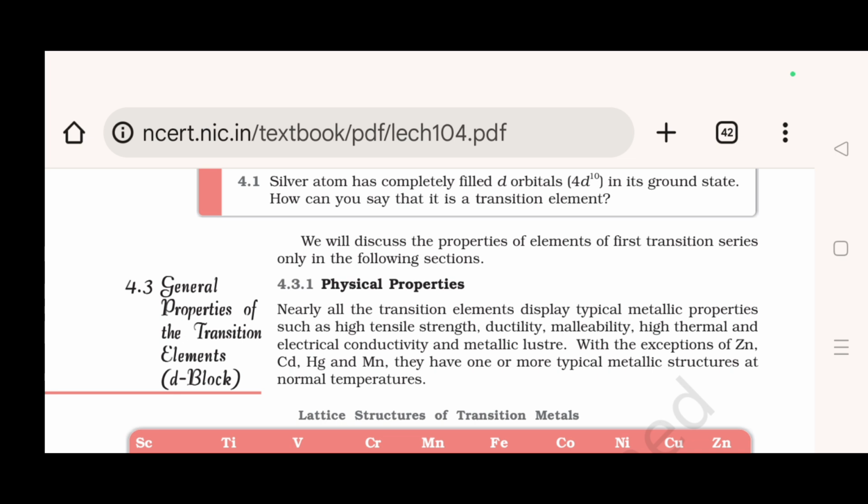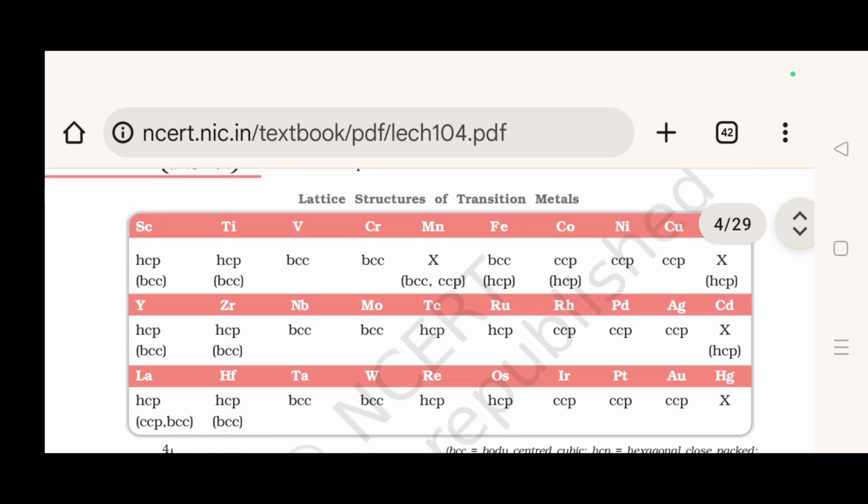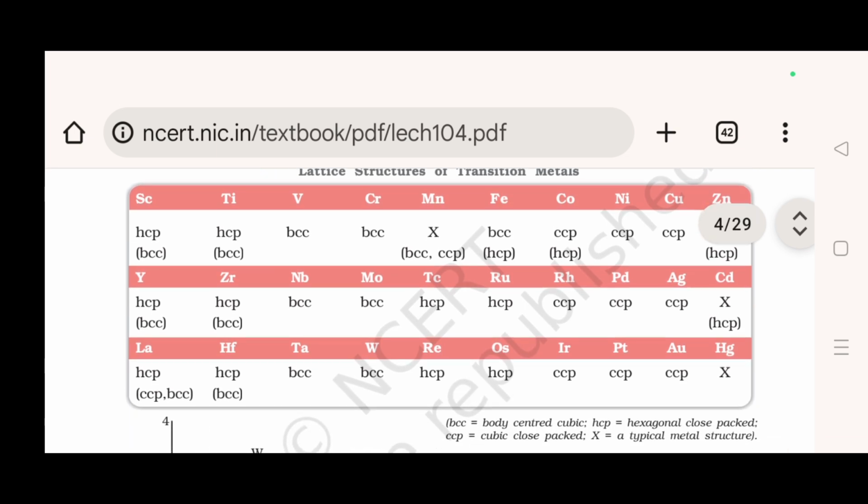Nearly all the transition elements display typical metallic properties such as high tensile strength, ductility, malleability, high thermal and electrical conductivity, and metallic luster. With the exceptions of zinc, cadmium, mercury, and manganese, they have one or more typical metallic structures at normal temperatures. Now we will discuss the lattice structure of transition elements. Scandium has HCP. Titanium has HCP.